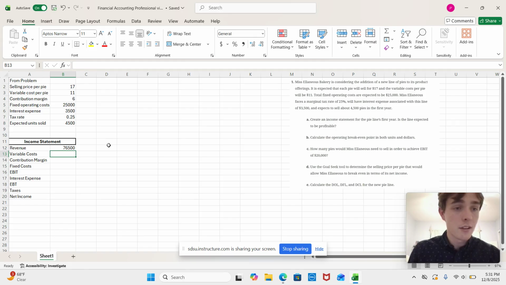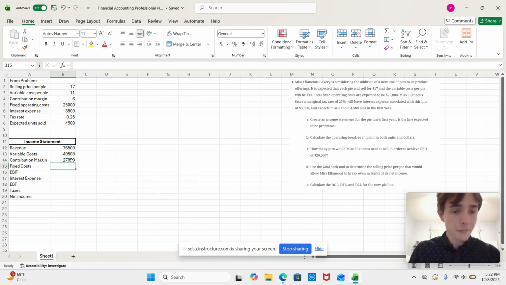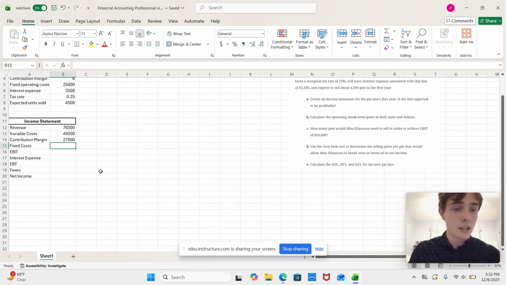Okay, now we're going to have the variable cost. So we're going to do equals again, B3 times B8. And again, we're multiplying something by the expected units sold. In this case, it's the variable cost per pie. And this lets us know how much money we're spending on the total amount of units that we expect to sell. So now we're going to do the contribution margin. That is going to be the revenue minus the variable cost. So B12 minus B13, and that gives us our contribution margin.